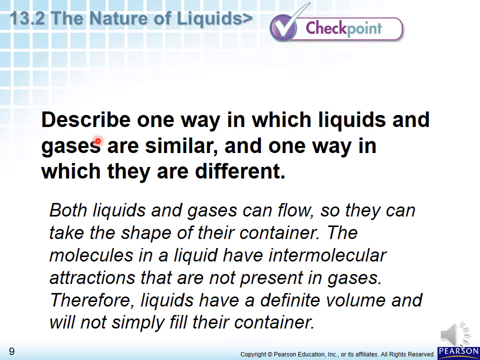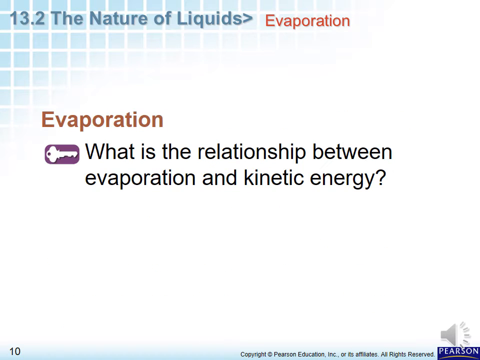Okay, checkpoint please. Describe one way in which liquids and gases are similar and one way in which they are different. So, both liquid and gas can flow. This is the similarity. So they can take the shape of their container. The molecules in the liquid have intermolecular forces of attraction that are not present in the gas. This is the difference. Therefore, liquids have a definite volume and will not simply fill their container.